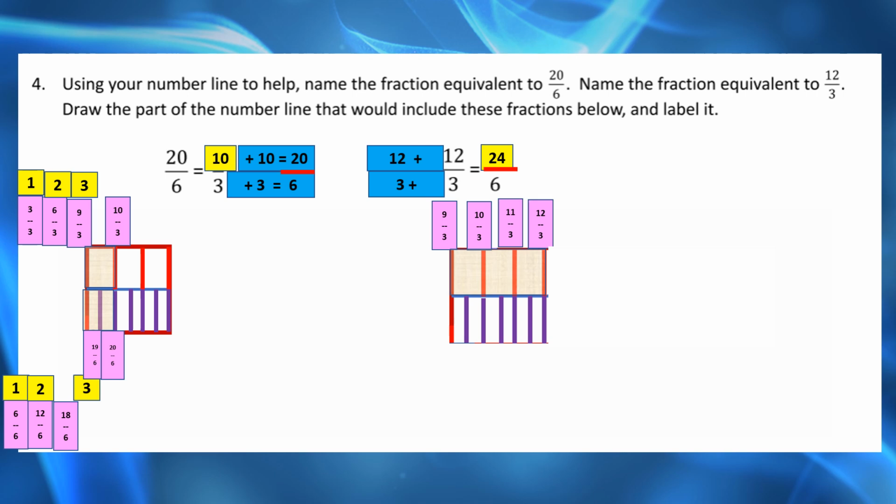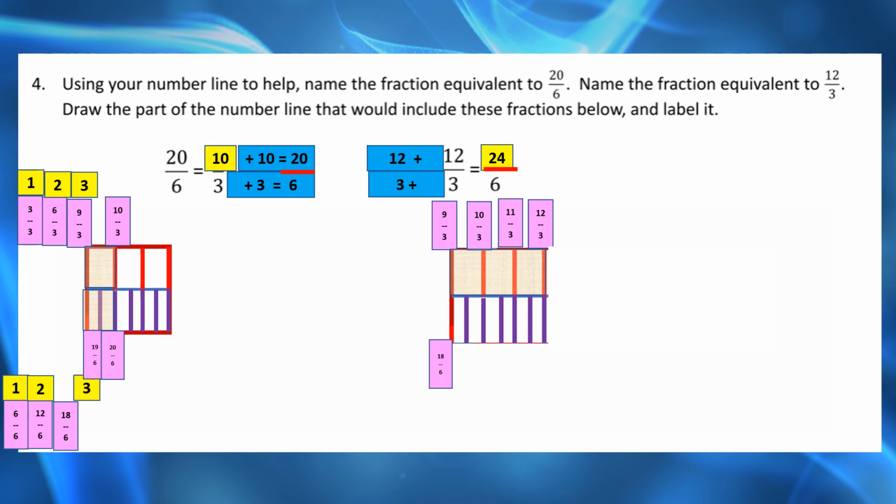So if the whole top was shaded, then what's going to happen to the bottom? Basically the same thing, right? So we're going to start the bottom of our number line where the sixths are with the same fraction. We're going to start off with 18/6.